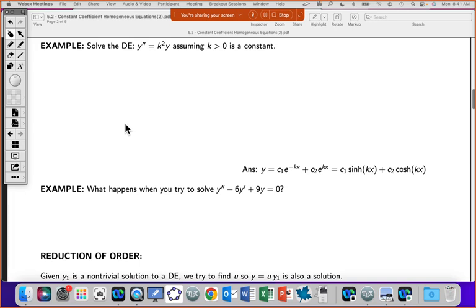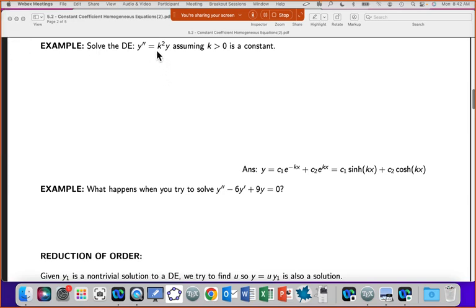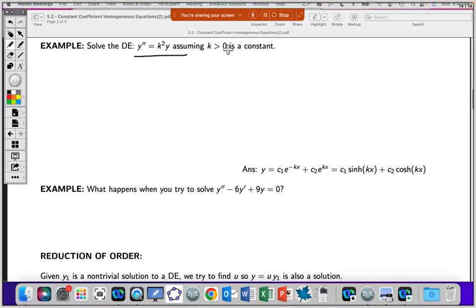The next example showcases something that we're going to see a little bit of later on, if not today, probably tomorrow. Solve the differential equation y double prime equal k squared y, assuming k is a positive constant. So this gives us a parameter here. Now, if this looks familiar, it should. I think this was on like your first take home. I had you verify solutions, so you can go back and look on that.